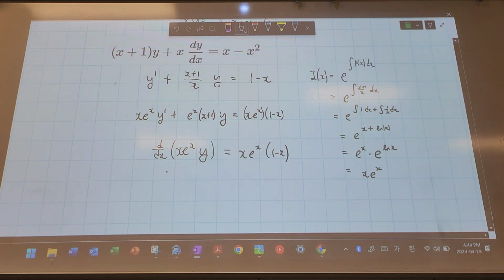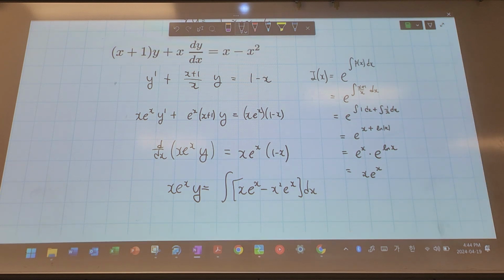And then we integrate both sides finally. So then we get x e to the power of x y is equal to the integral of, I think we can expand it here, right? Okay. So let's do x e to the power of x minus x squared e to the power of x. Then we magically do that. And then we divide both sides by x e to the power of x, and then we get the answer.